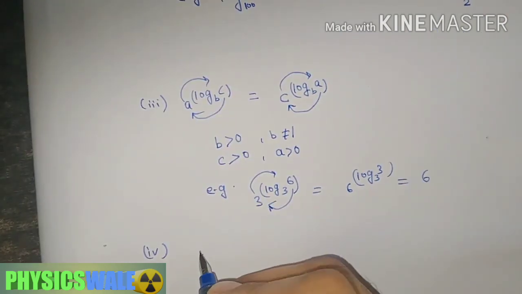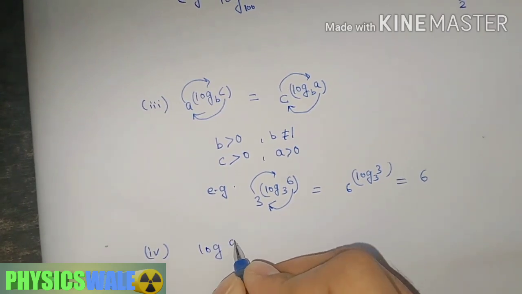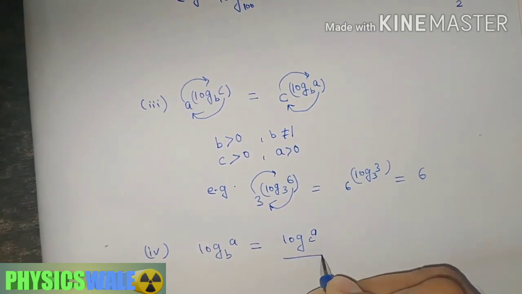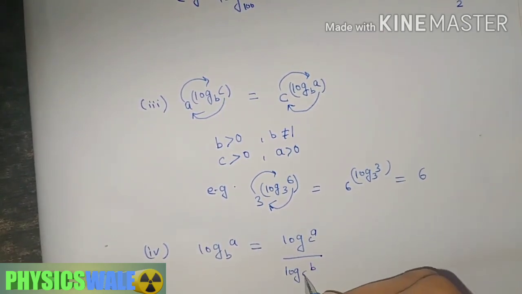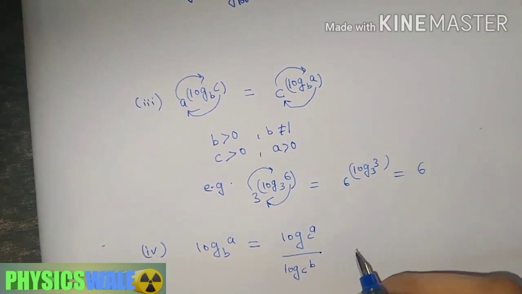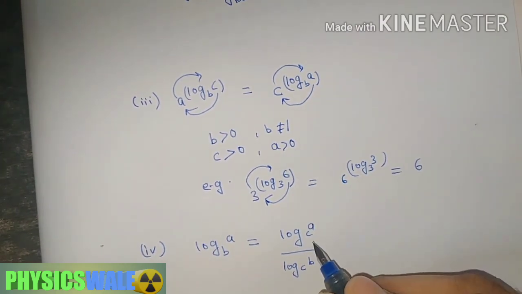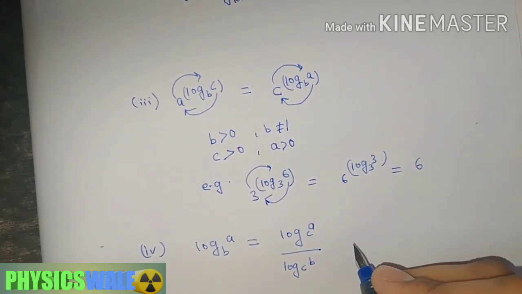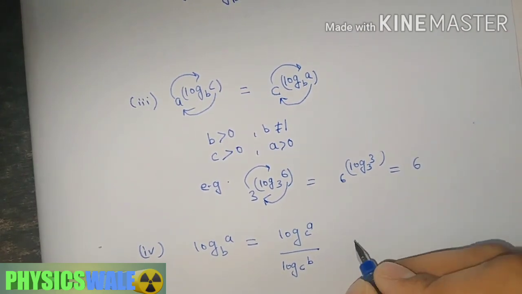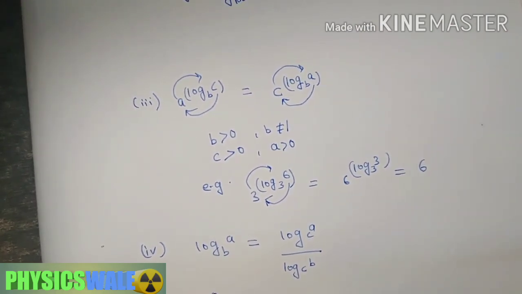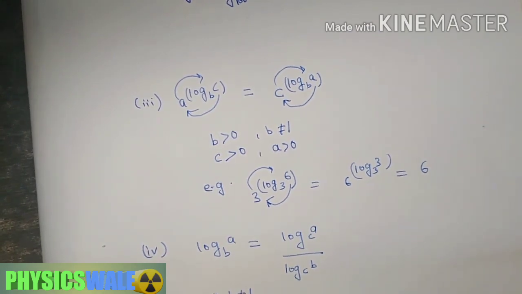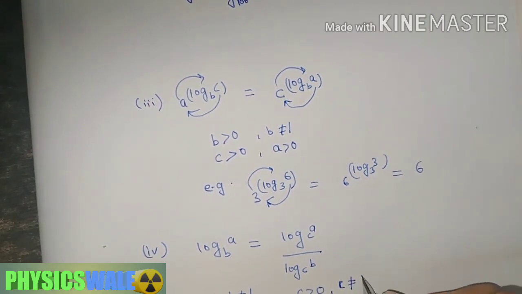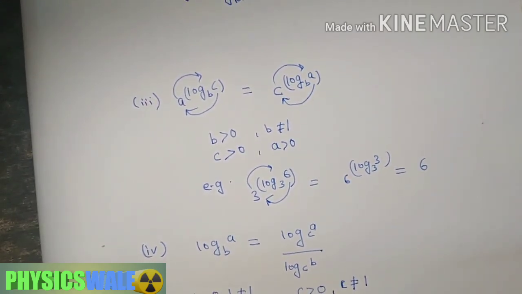The fourth property: log of a to the base b can be written as log of a to the base c divided by log of b to the base c, where c is some constant. So this is known as the base change formula. We have changed the base from b to c. The same conditions apply here also: b should be greater than 0 and not equal to 1, c should be greater than 0 and not equal to 1, and a should be greater than 0.